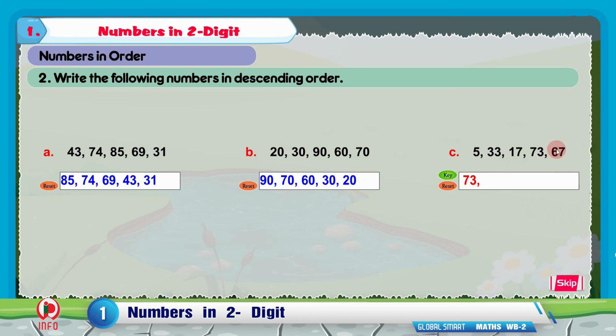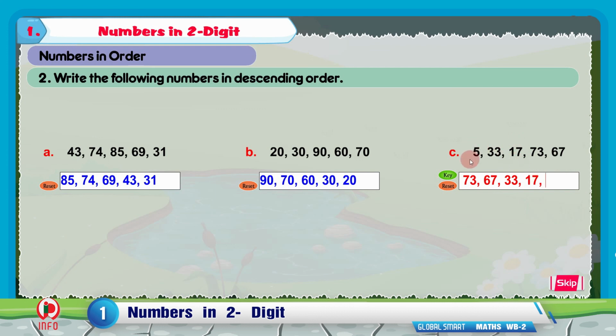Next numbers remaining are 6, 1 and 3. So 6 is the greater number than 1 and 3. So we will write 67. Now what are the remaining numbers? 17, 33, 5. First we have to compare these two. 3 and 1. 3 is greater. So we will write 33. Then we have the number 17. We will write 17. So these are the 2-digit numbers.